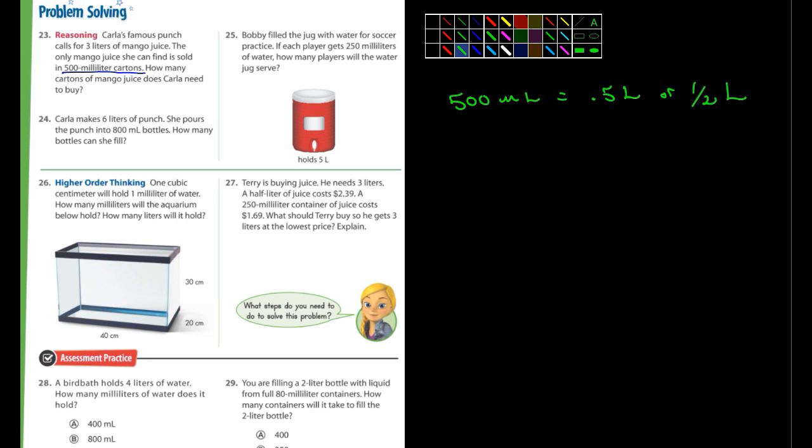Okay, so 2 of those would be a full liter, and she needs how many? 3 full liters. Okay, so if she needs 3 full liters, she needs how many of these? Think about it. She needs 6 of them. So 6 cartons. All right.